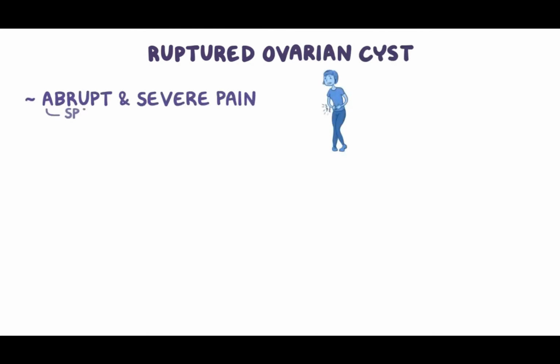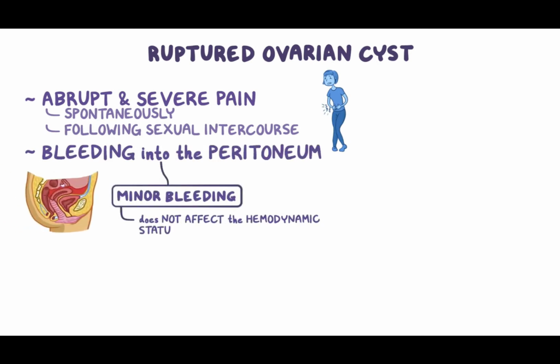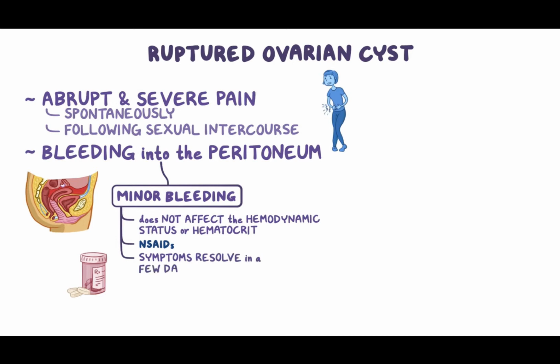With a ruptured ovarian cyst, females have abrupt and severe pain that either happens spontaneously or, more frequently, following sexual intercourse. Following cyst rupture, there might be bleeding into the peritoneum. If there's minor bleeding, then it does not affect the hemodynamic status or hematocrit. In this case, NSAIDs are given to help with the pain, and symptoms resolve in a few days.